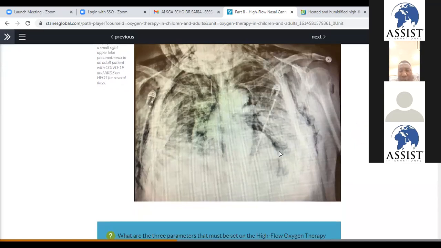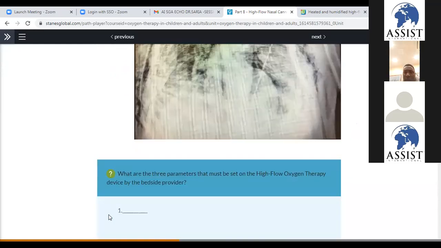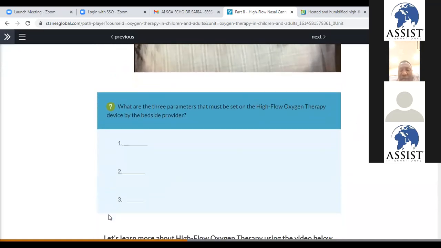So what are the 3 parameters that must be set on the high flow? I think we have already discussed this one. You have to set your flow rate. You want 60 liters per minute, you want 50, 45, whatever. Then you have to set your FiO2, what fraction of inspired oxygen you want. And this depends on the target saturation of oxygen you want.